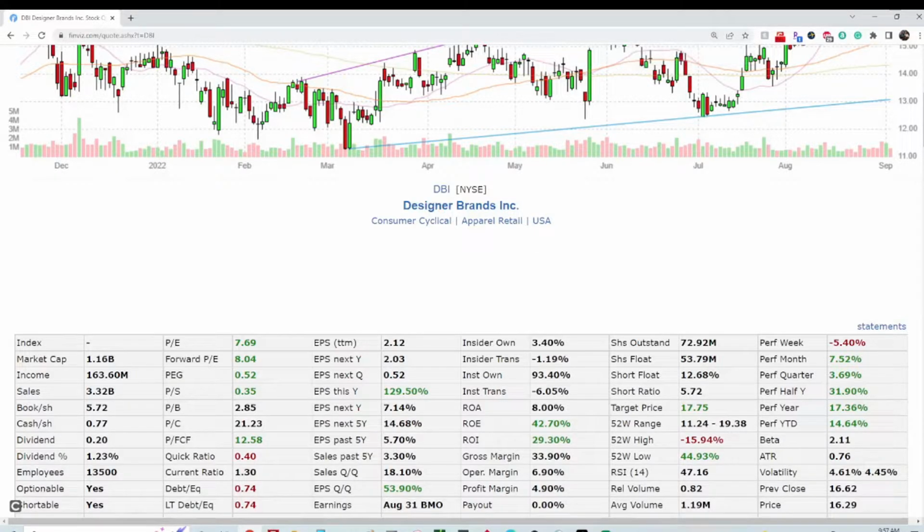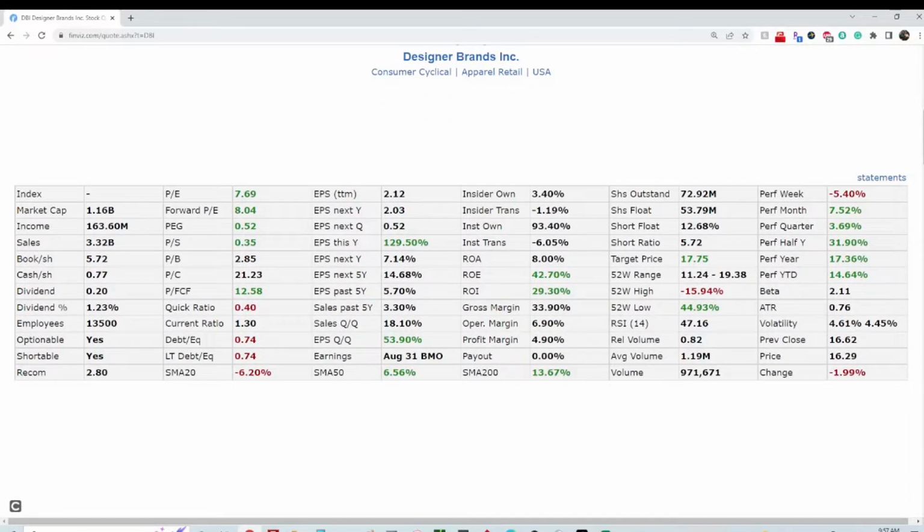Yes, perfect. Okay. So, we can see that they do $3.3 billion in sales. Amazing. Their market cap is 1.16 billion. Price to earnings is 7.69, which means it's relatively cheap and should probably be about double the price about now. Scrolling down, they do offer a dividend. I don't like that because I feel like they should be using that money to grow, but that's just my opinion.